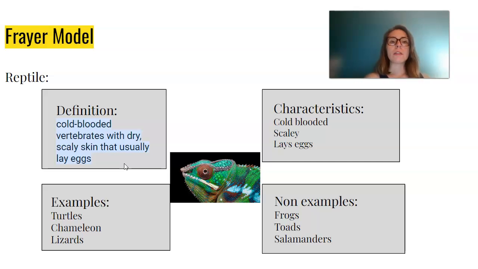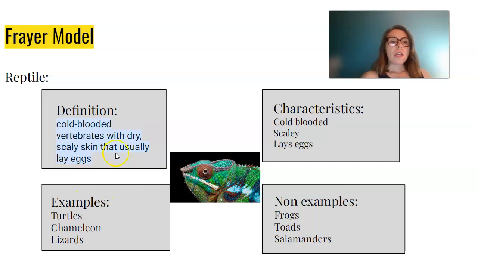The Frayer model is a great model to help the students be able to learn the word. For instance, we're learning the word reptile in this example, and you can see the definition over here. And I chose, for younger students, a definition that is cold-blooded vertebrates with dry, scaly skin that usually lays eggs. So then the students are thinking, oh, laying eggs. So what might lay eggs?